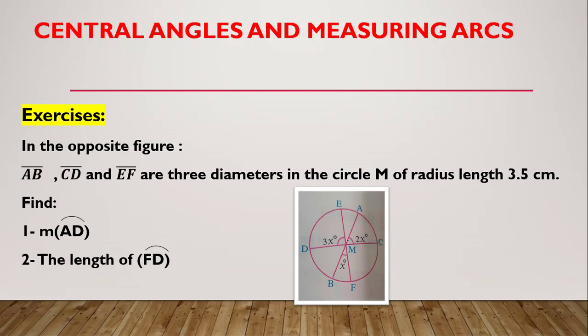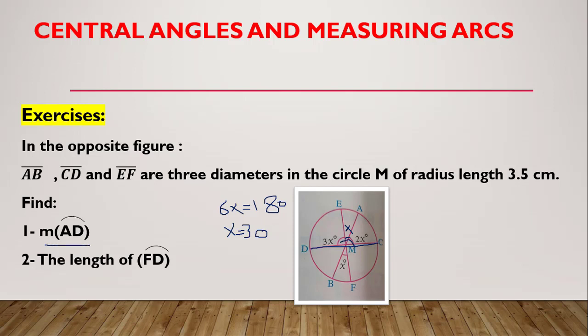I have the diameter CB. Here, this angle will be x, because of the two vertically opposite angles. So this angle will be 180. It means 2x plus 3x plus x equals 180. 2 plus 1 equals 3 plus 3, so 6x will be 180. So for each x, I'll divide by 6, it will be 30 degrees.